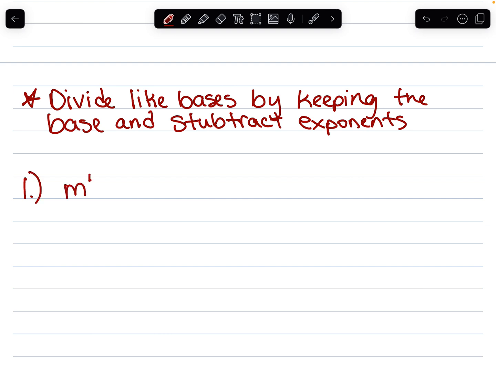So example 1, we're going to start with an easy one, m to the 4th over p squared, m to the 2nd over p. Now, we talked about yesterday, anytime I have a variable without an exponent, what exponent would you want to write in? 1. So I'm going to give this one p to the first power. And then all we're going to do is subtract exponents for like bases.